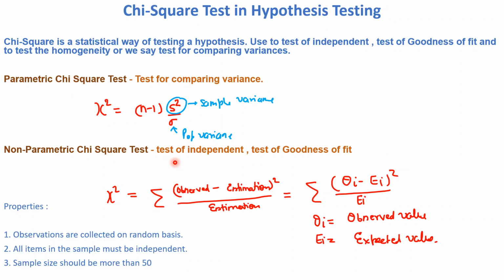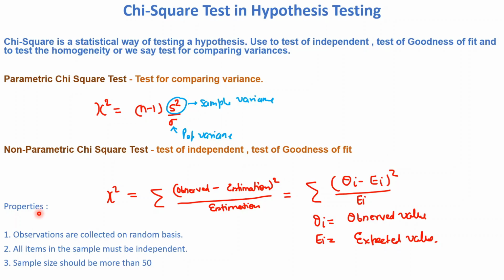The second type is the test of goodness of fit. If we want to test the goodness of fit, in that case we use the non-parametric chi-square test. We will discuss both in a later slide. The formula for the non-parametric chi-square test is the summation of (observed minus expected) whole square divided by expected. Observed is your observed value, and this is your expected value. We will discuss this using one example in a later slide.